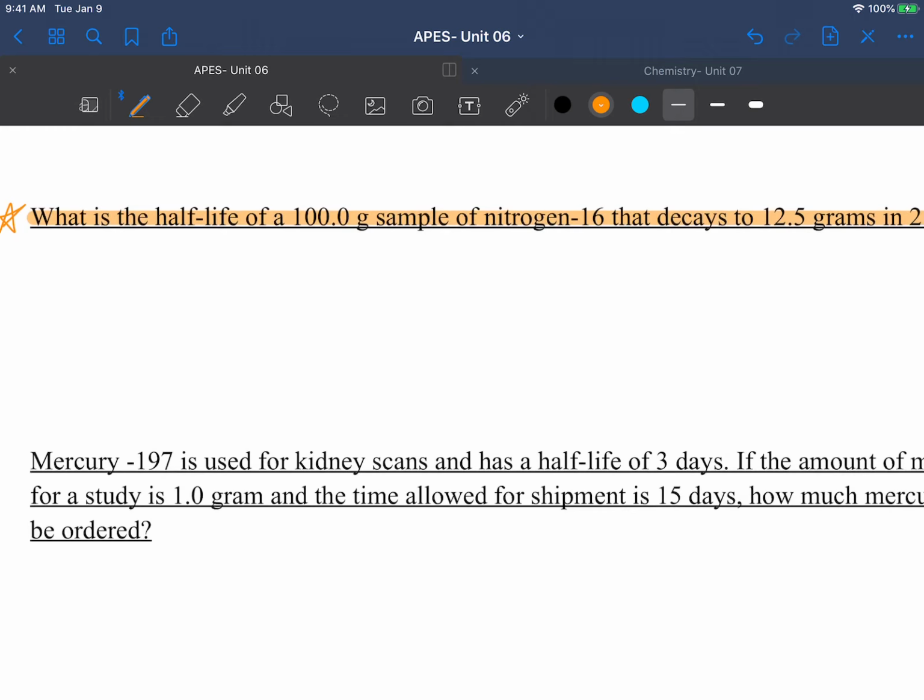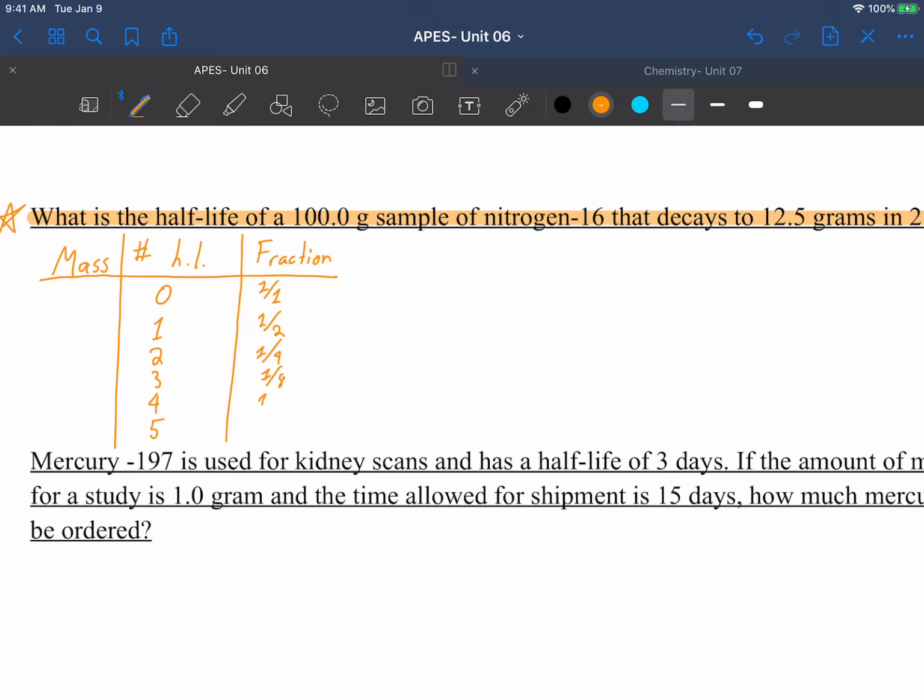We're still going to write our little tables. We have our mass. We're going to have our number of half-lives. And let's have our fraction remaining. We have 0 half-lives, 1 half-life, 2 half-lives, 3, 4, 5. We'll go further if we need to. Fractions at 0 half-lives, we have 1 out of 1, 1 half, 1 quarter, 1/8, 1/16, 1/32.